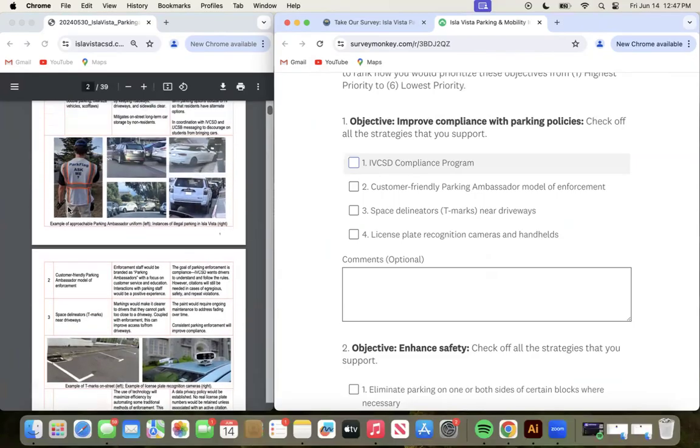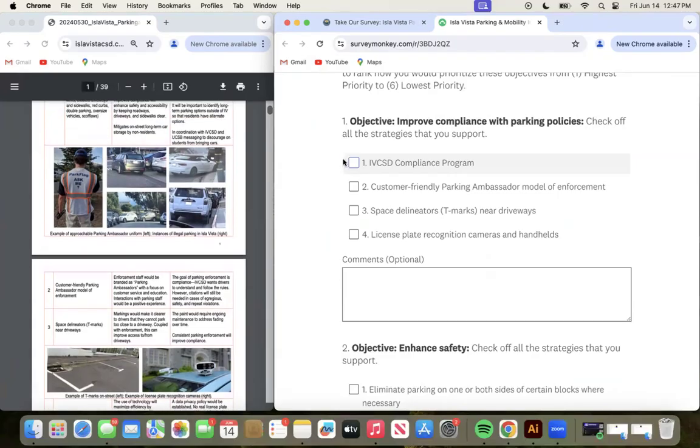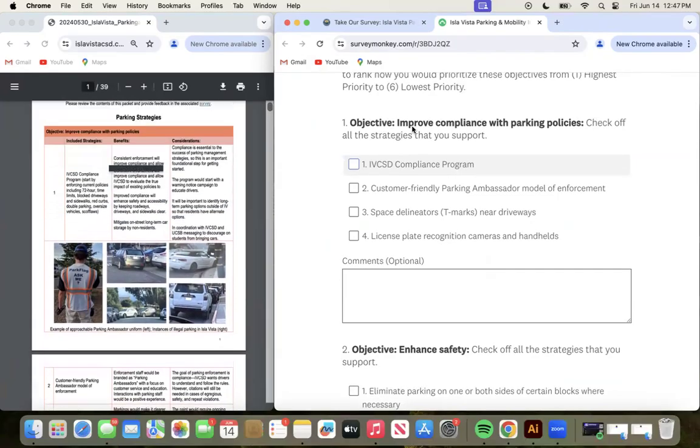And for some of these strategies, there are images, accompanying images to provide you with a bit more context and a bit more information. So just to repeat myself, for each question, it aligns with an objective in the packet.